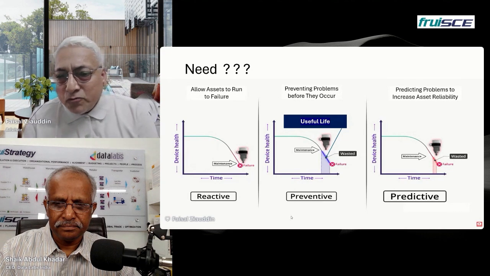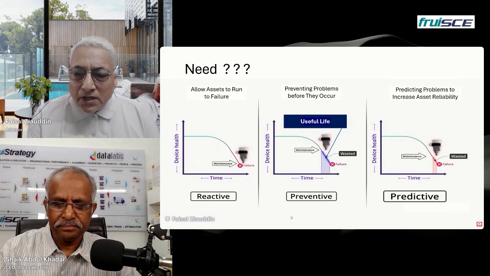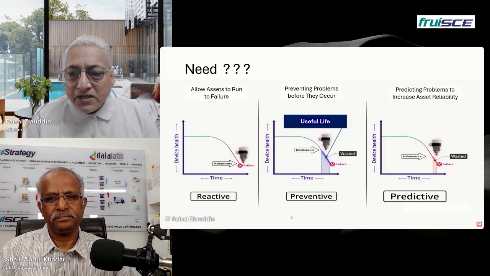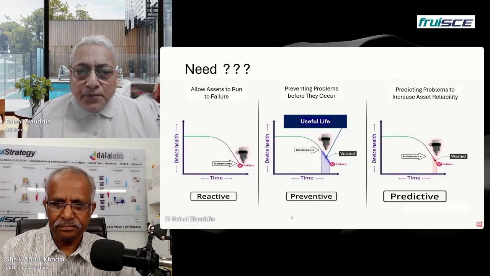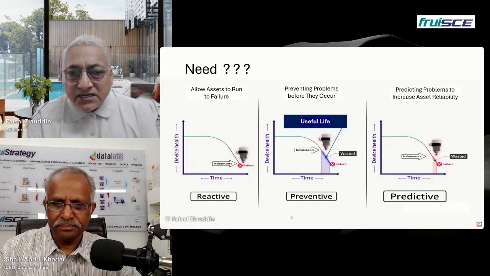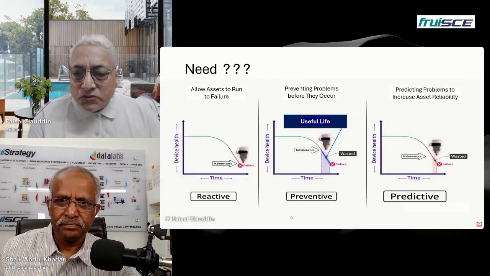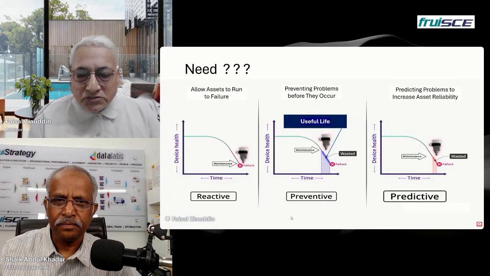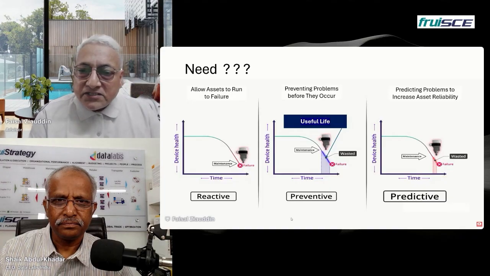If you look at diagram number 2 under preventive maintenance, it highlights the wasted useful life here. So there was a need to predict problems to increase asset reliability and utilize the useful life to the extent possible. So this is where the need for predictive maintenance arose.